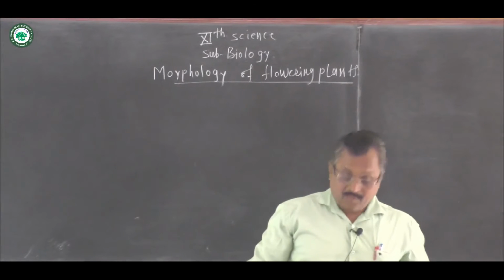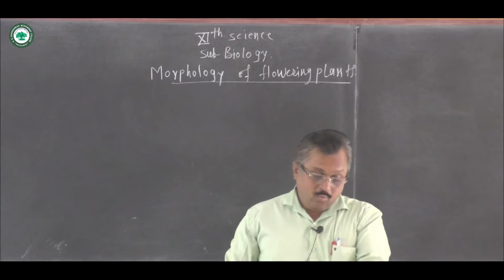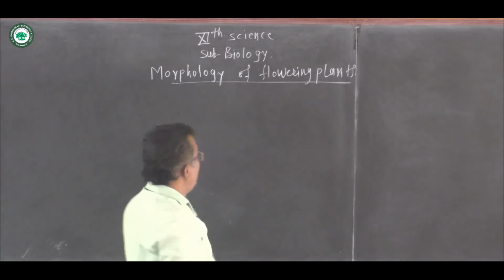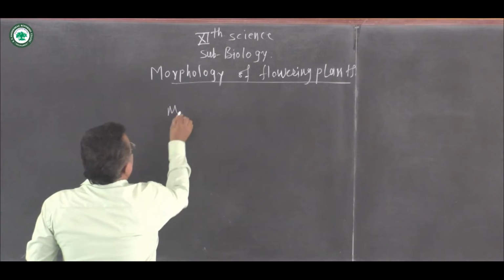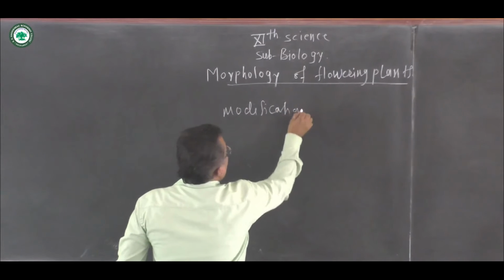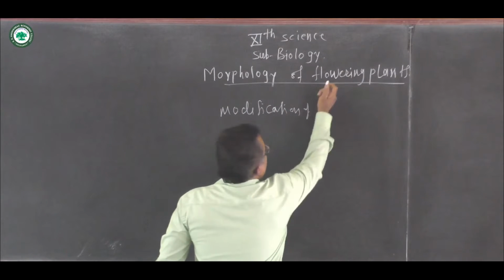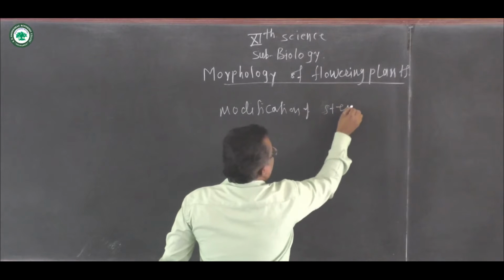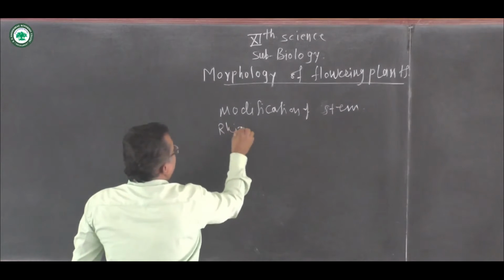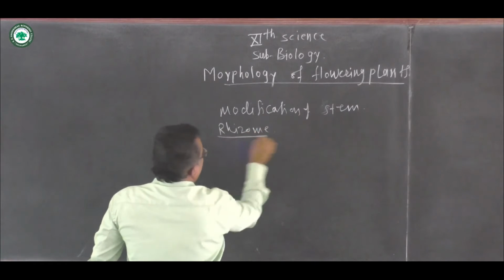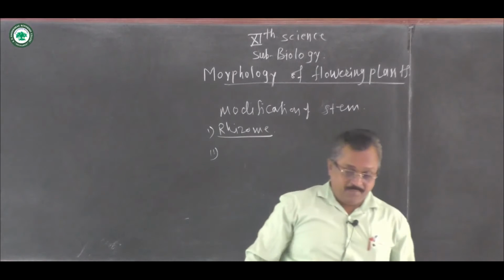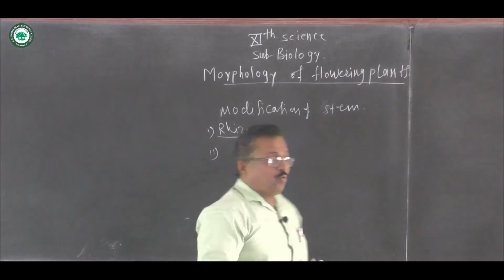Last time we saw the underground modification of stem, for example rhizome. Then the second type of modification of stem is the stem tuber.